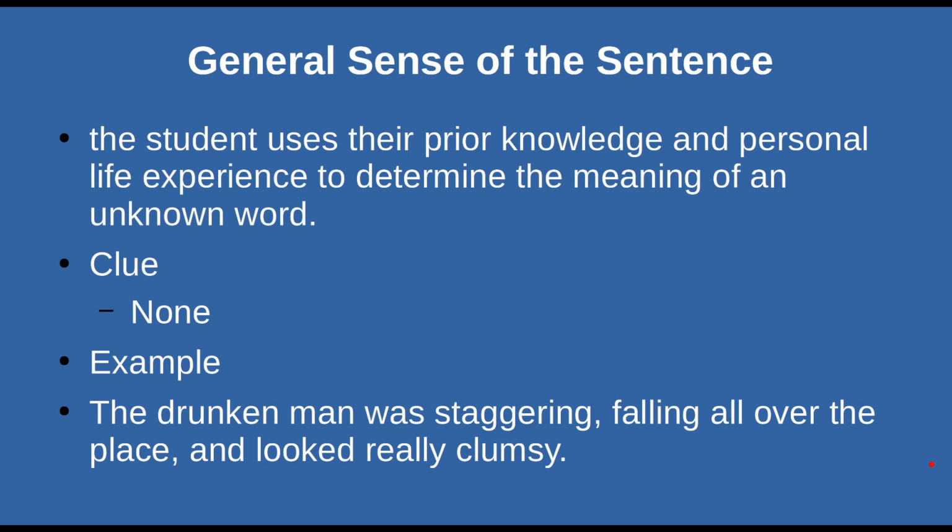So in our example here, the drunken man was staggering, falling all over the place, and looked really clumsy. So in this example, our unknown word is clumsy. So again, let's just pretend you're an ESL student. I'm sure most of us as native speakers know what clumsy means, but we never tell you exactly what clumsy is. There are no phrases from the example clue. There are no phrases here from the contrast clue. I don't tell you directly what it is.